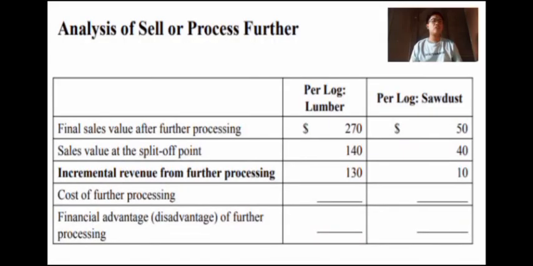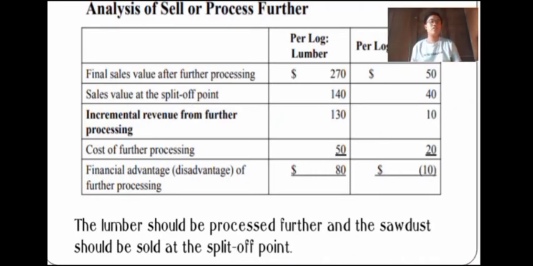Let's go to the next slide. Here we will find the cost of further processing and the financial advantage or disadvantage of further processing lumber and sawdust. On the next slide we can see that the cost of further processing lumber is $50 while sawdust is $20. And the financial advantage of further processing lumber is $80, while sawdust has a deficiency of $10. So the lumber should be processed further and the sawdust should be sold at the split off point.